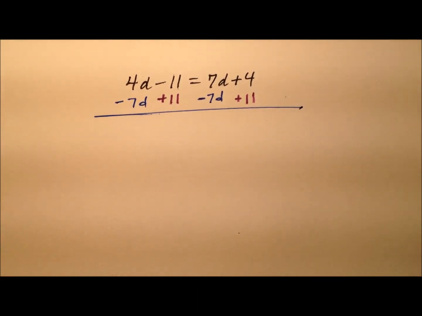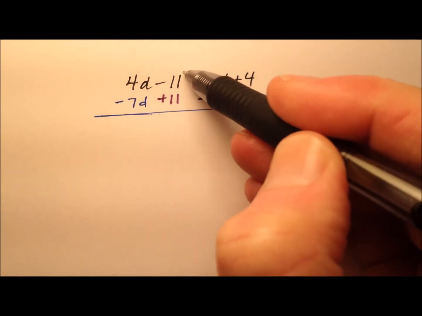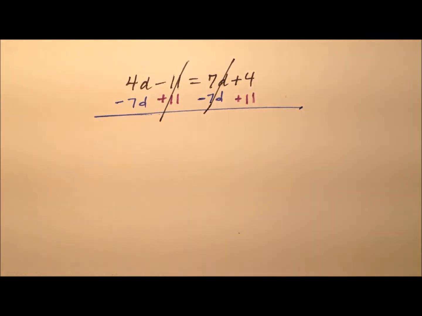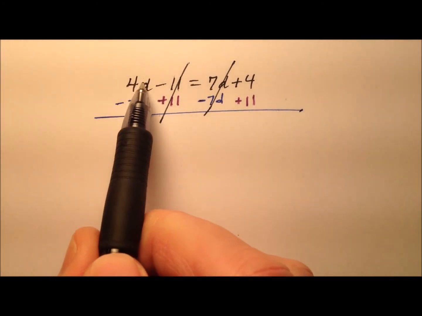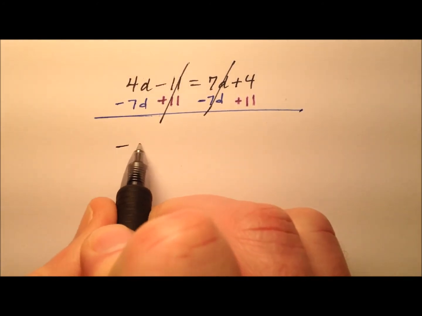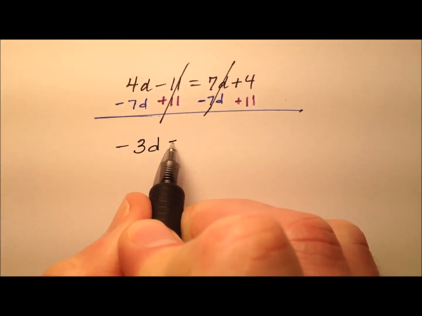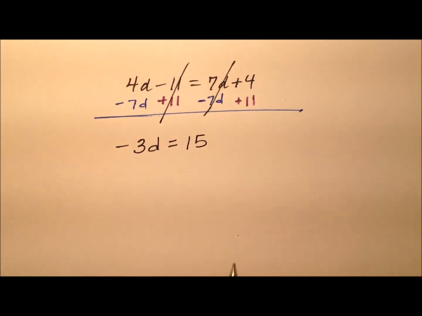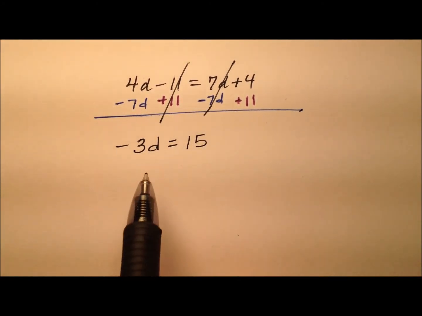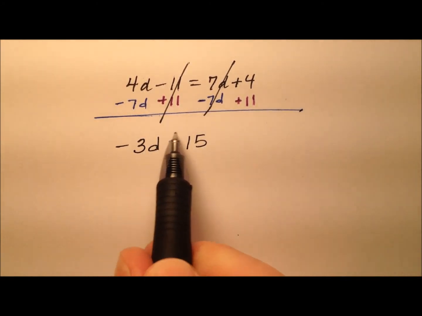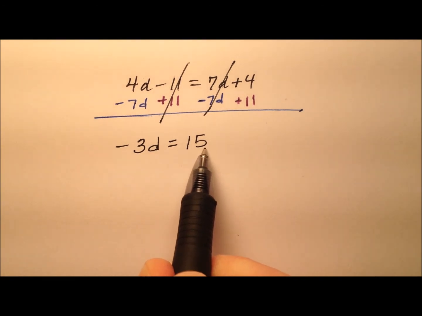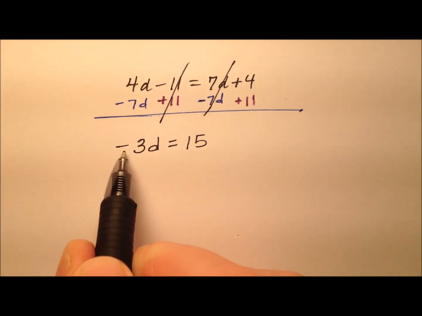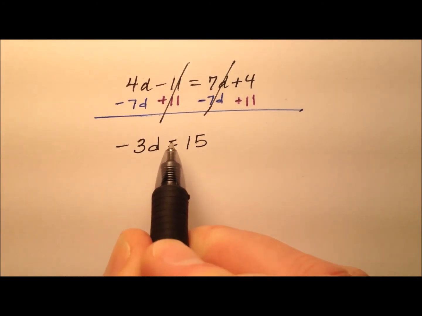You'll see that the numbers on the left will cancel, the variables on the right will cancel, and so I have 4d minus 7d, which is negative 3d, and that will equal positive 4 plus 11, which is 15. So now I have all the variables on one side, all the non-variable terms, or the constants, or the numbers, on the other side. It looks like I have negative 3 being multiplied by d.